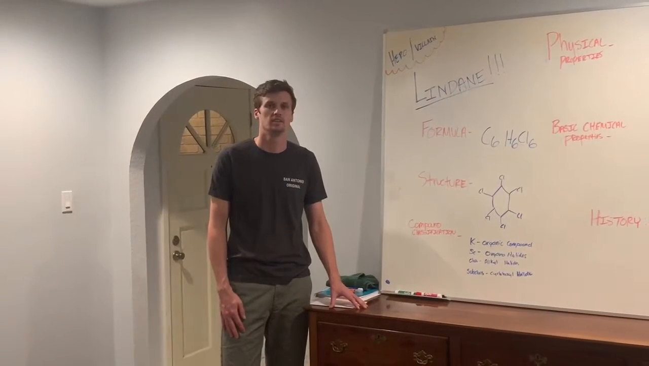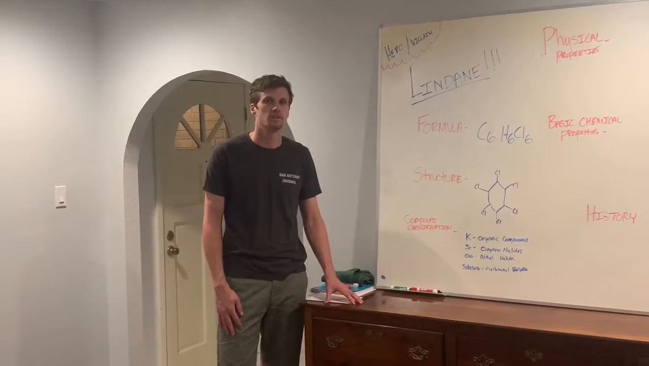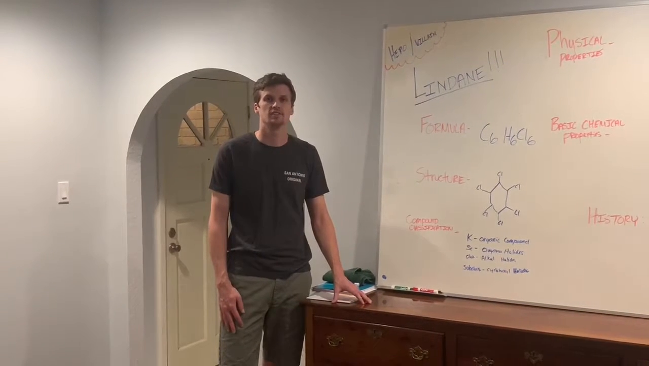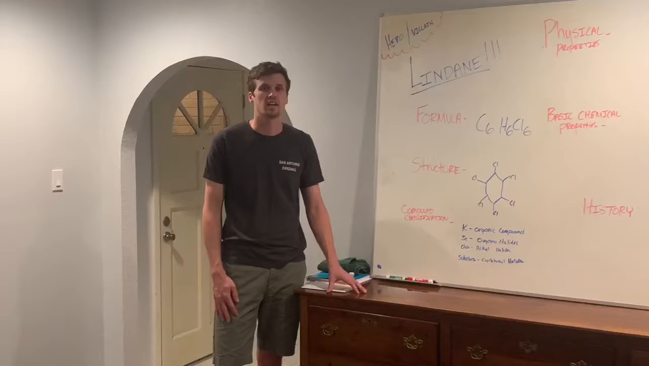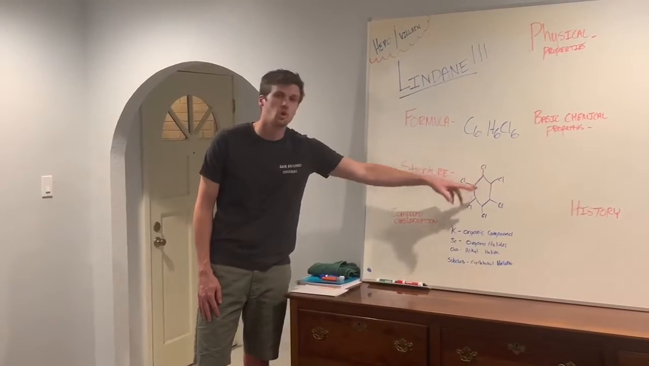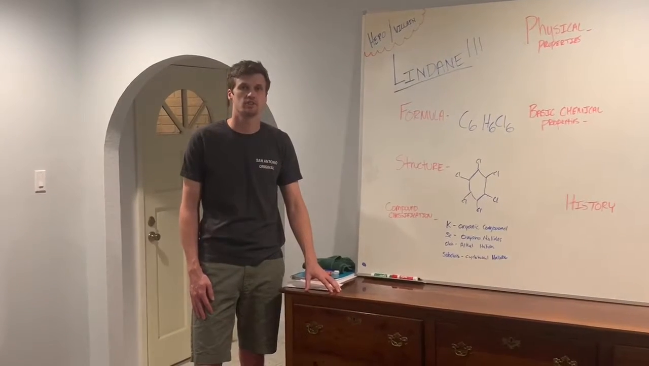Hi, welcome back. Let's break down the structure of lindane. First, we're going to start with the formula. It's going to have 6 carbons, 6 hydrogens, and 6 chlorides. Secondly, the structure is going to be a cyclohexane with chlorides surrounding it on each branch.